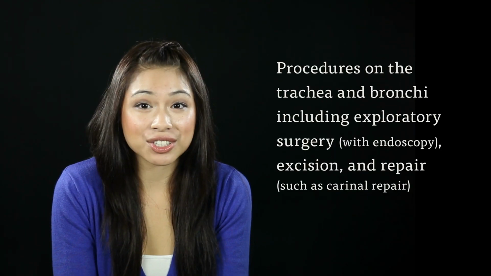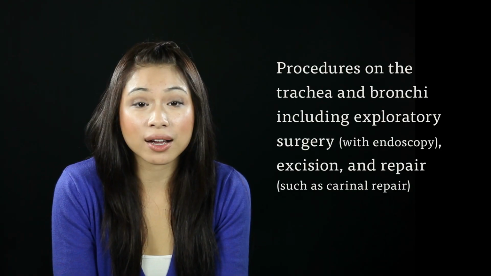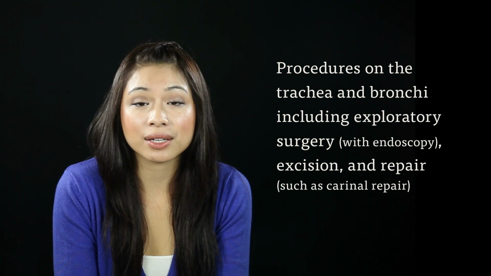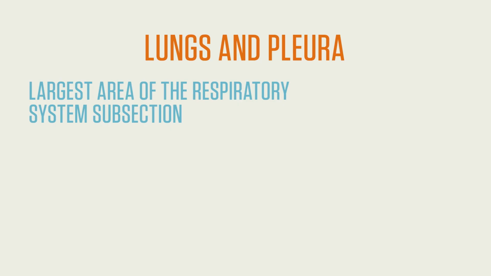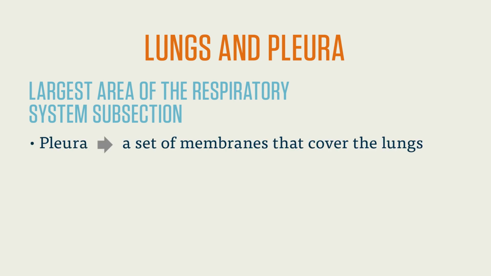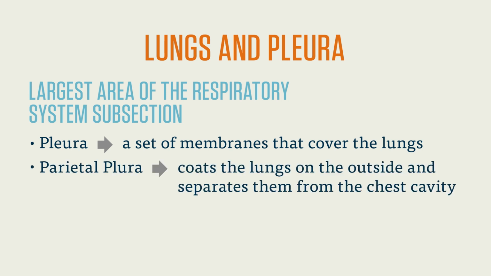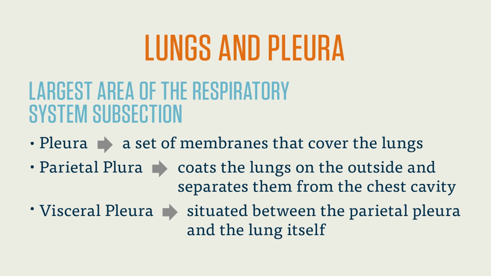Following the nose and nasal passages, you'll find procedures on the trachea and bronchi, including exploratory surgery, with endoscopy, excision, and repair, such as carinal repair. The final and largest area of the respiratory system subsection is that of the lungs and pleura. The pleura are a set of membranes that cover the lungs. The parietal pleura coats the lungs on the outside and separates them from the chest cavity. The visceral pleura is situated between the parietal pleura and the lung itself.